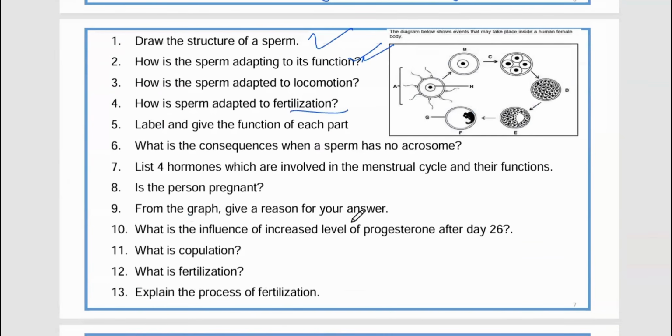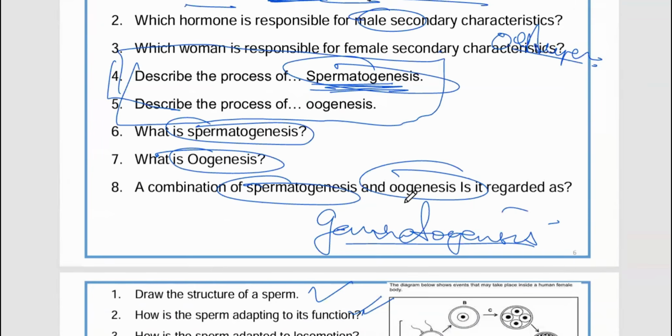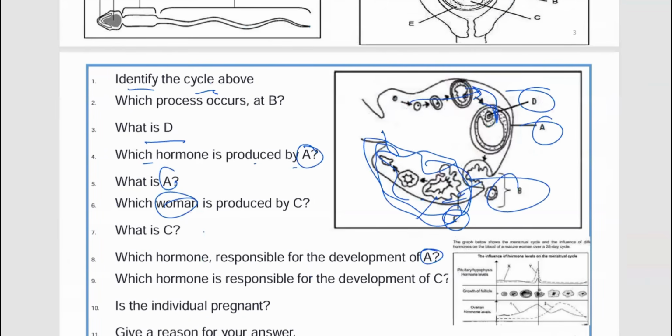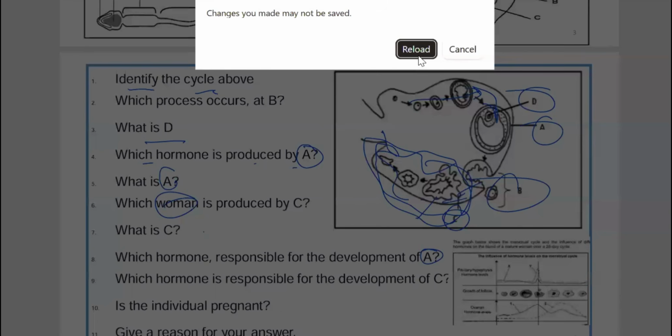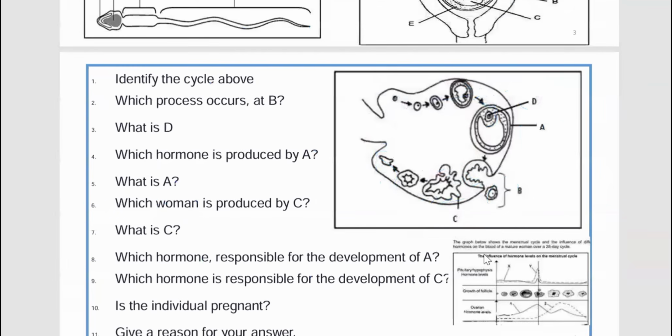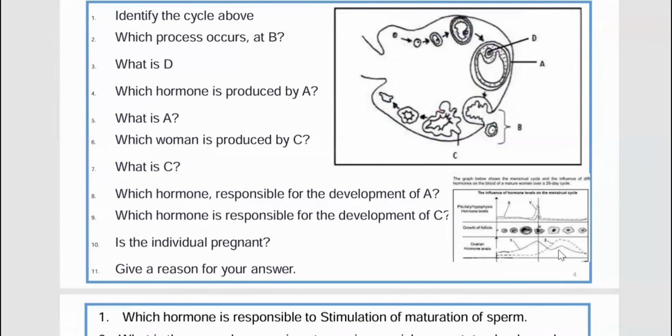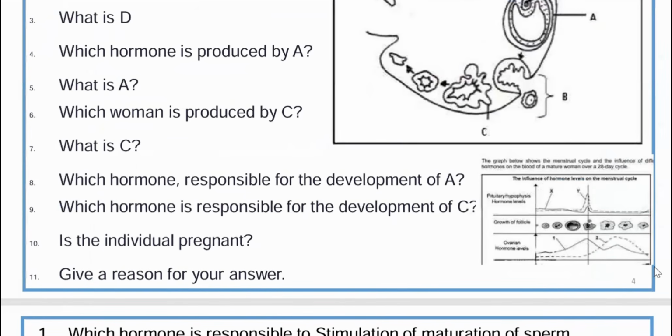Then, the person we saw from the graph. Give reason for your answer. Okay, we come back here. Let's check this graph. Is this person pregnant? If you look at the graph, we see that the person is not pregnant.